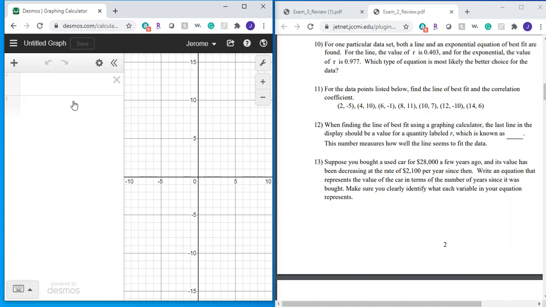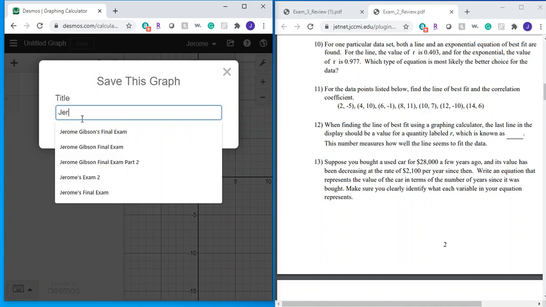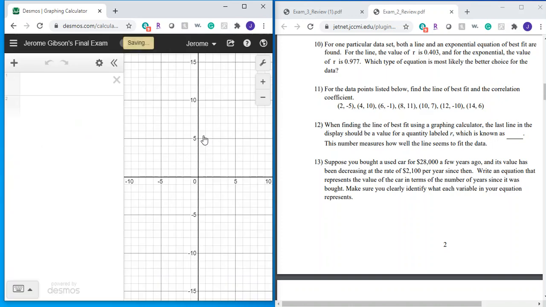First, we need to name this. We'll click here on the untitled graph, and I want you to have your first and last name on here. So what I'm going to title this is my first and last name and final exam as well, and press save. Okay, so now this is the first portion. Now you have it named.